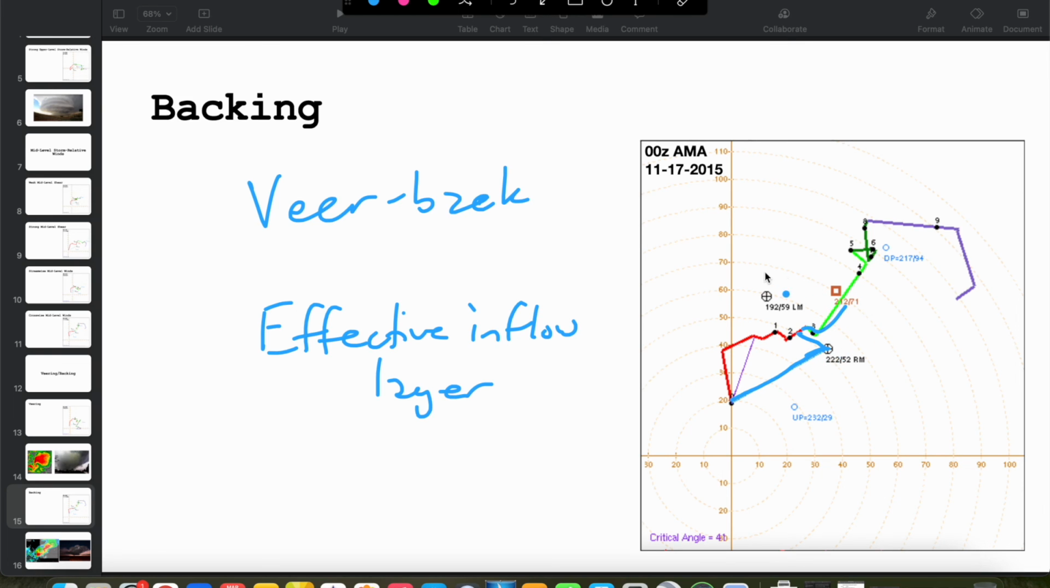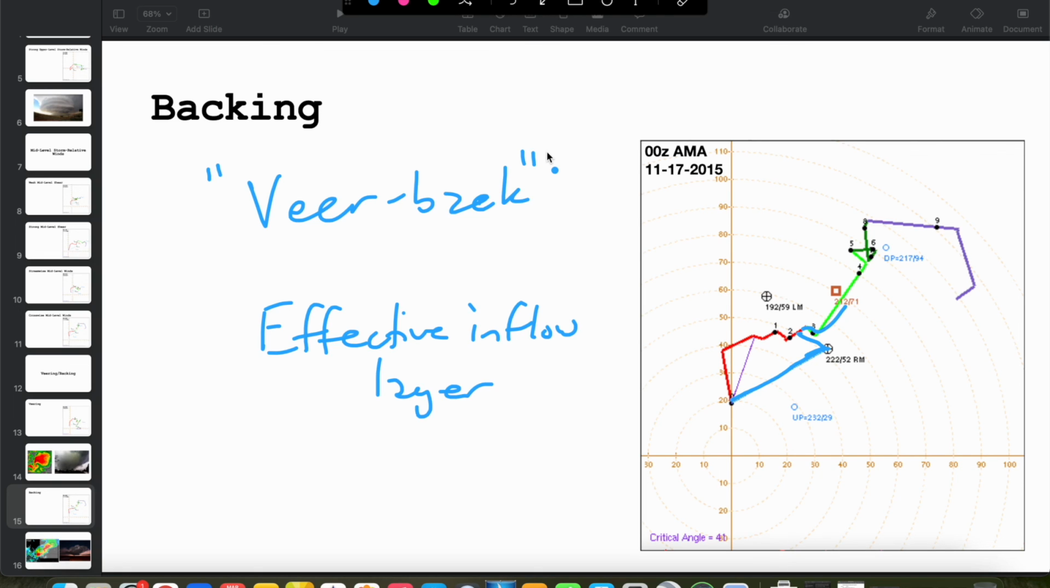And I found that if the inflection point is above that effective inflow layer, and the higher up it is above that effective inflow layer, the less influence it has on supercell characteristics and supercell maintenance. So that's something to keep in mind when we're looking at these veer-back wind profiles that have gotten so much negative connotation associated with them.